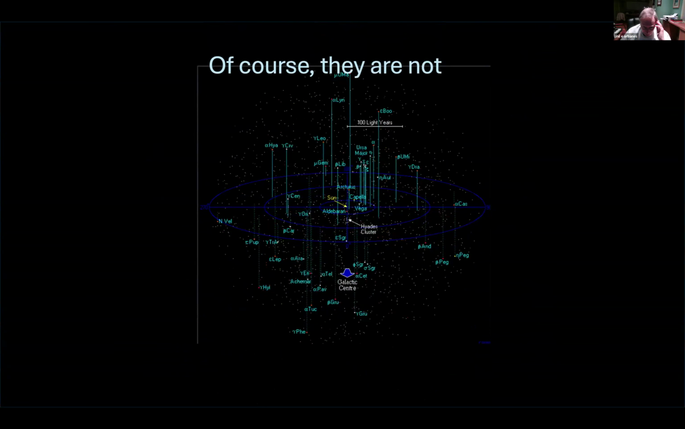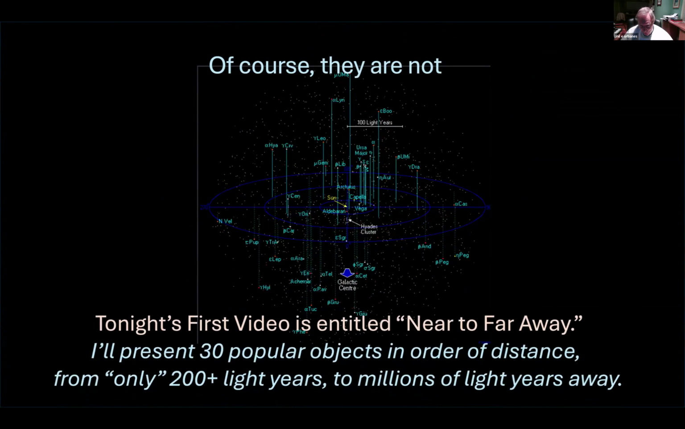So this gave me an idea for my very first video, which was to present to you 30 objects that I photographed in the past and arrange them from nearest to far away, to most far away. And so the first one is about 250 light years away, and the last one you'll see is millions. And I call this near to far away.